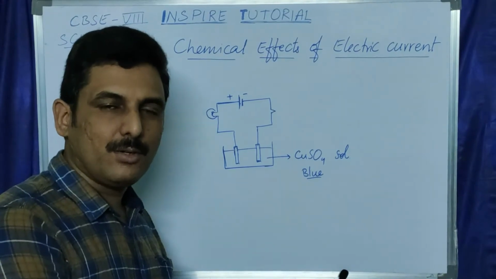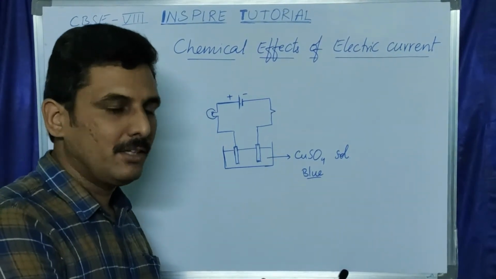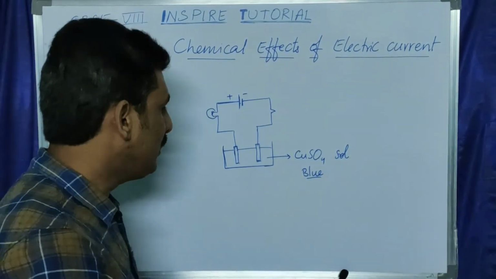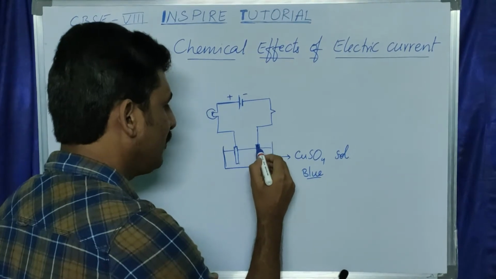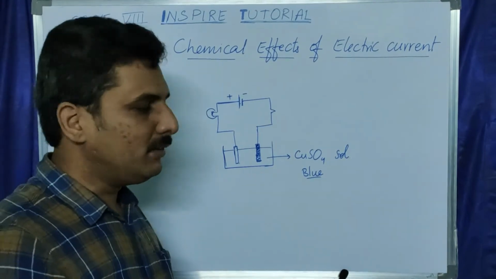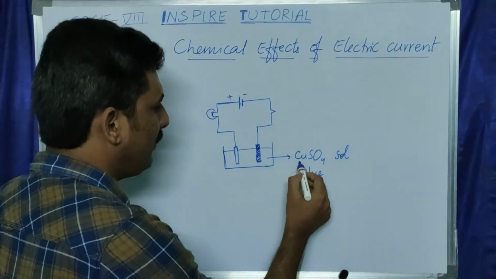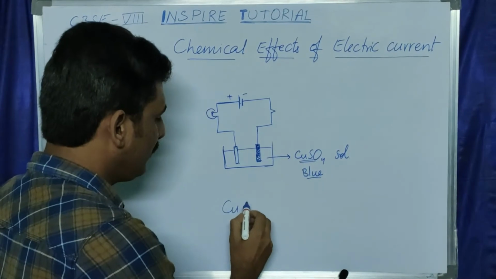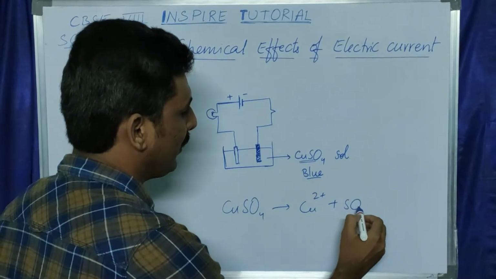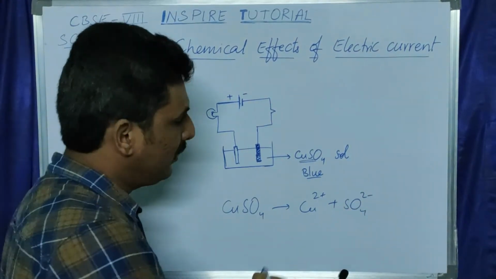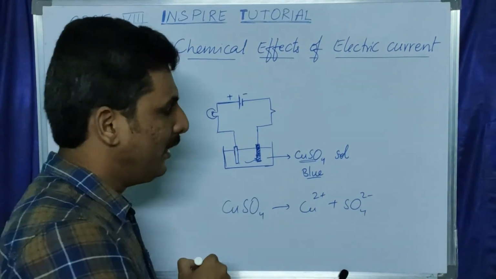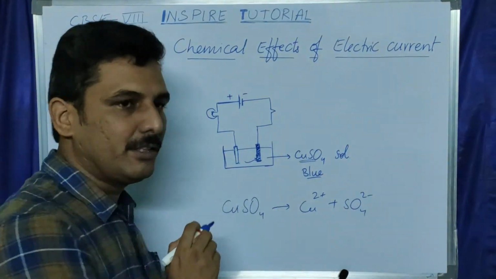If you continue the process for another 15 minutes, and then take out those electrodes and observe, what will you see? You will see pinkish brown deposit on the electrode which is connected to the negative terminal. So in this, what happens? The copper sulfate which is used will dissociate into copper ions and sulfate ions, and these copper ions from the solution will go to the negative electrode, and there the copper will be deposited.